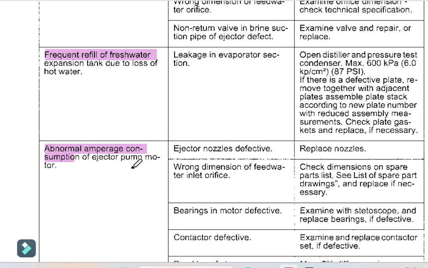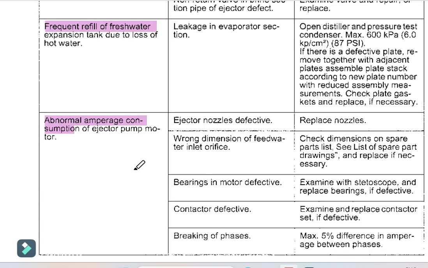Abnormal amperage of the ejector pump. Yes, this is also a problem, especially after motor overhauls. You can find out this type of thing. So ejector nozzle defective. Yes, due to that also the possibility is there. So it is not only the ejector pump. If the amperage is high, people think that the ejector pump itself, the motor itself, or the pump is having a problem. Here you can see the ejector nozzles are also giving problems. If defective, you have to replace the nozzles.